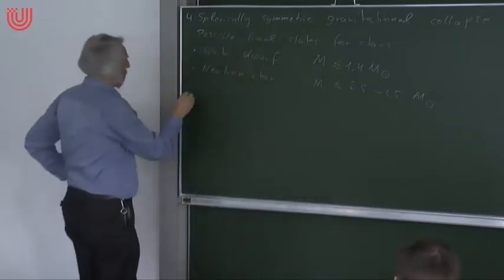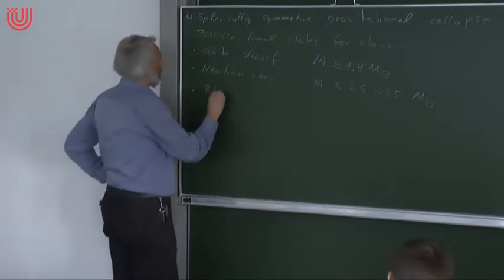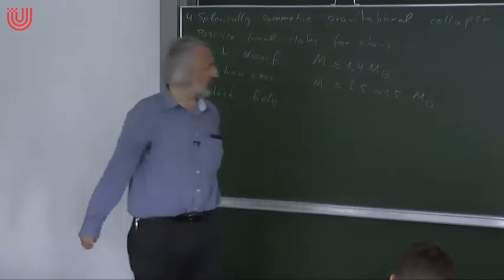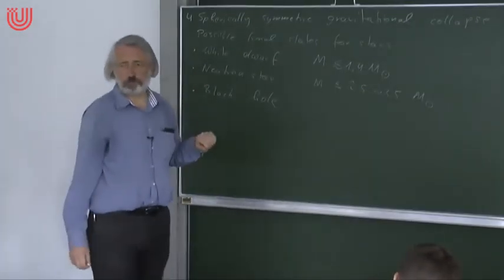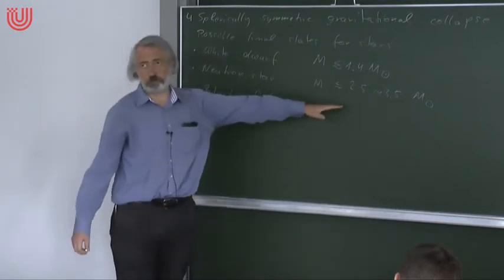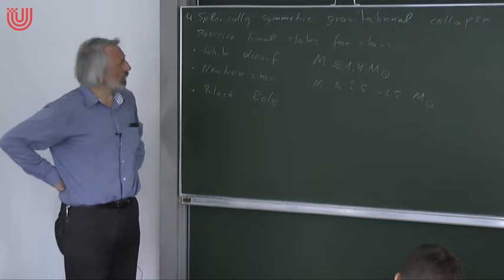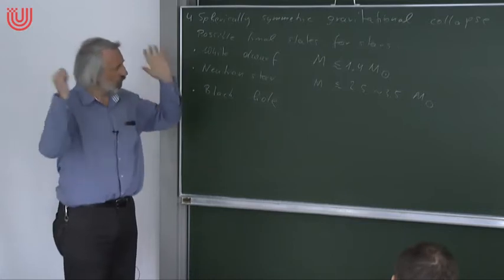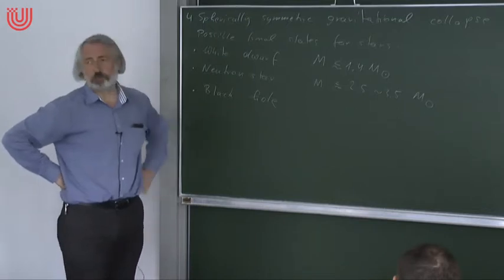So if we have an object which is even heavier than this, then the idea is that it must end up as a black hole. There is no final state which can stop it. There are hypothetical objects in between, something which is called a quark star, for instance, but they are highly hypothetical, and they also have certainly mass limits, so they cannot exist for arbitrarily high masses. So the idea is that there is a certain mass. If a star doesn't manage to blow away sufficiently much mass in order to get under this limit, then it must end up as a black hole.